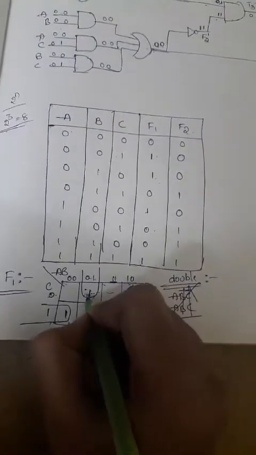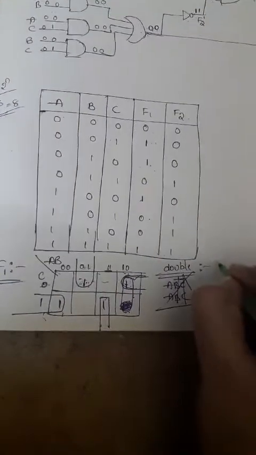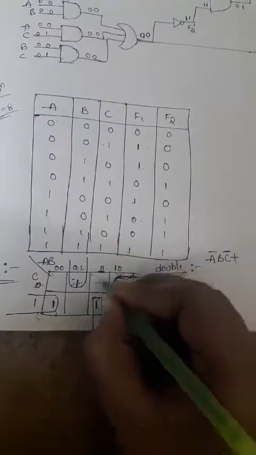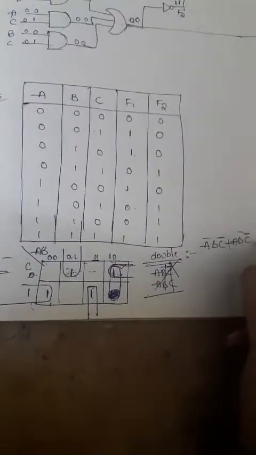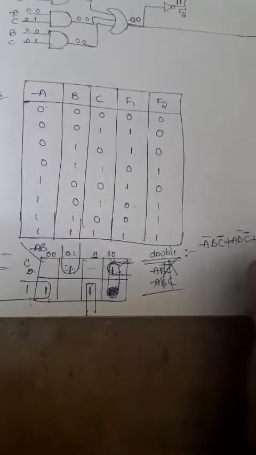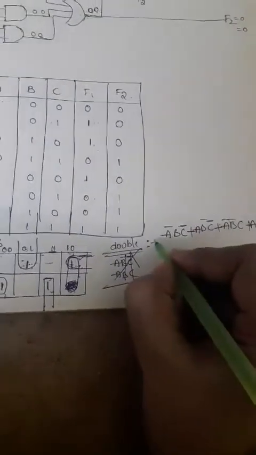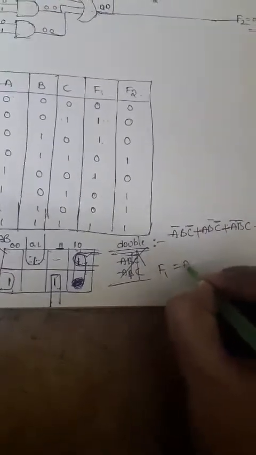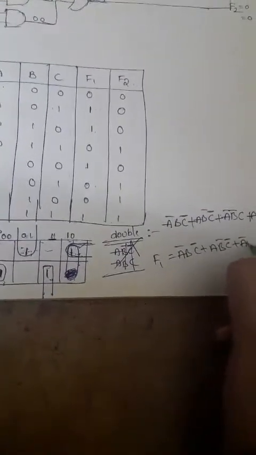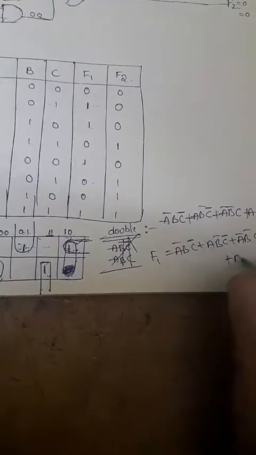Okay, so what is the prime implicant result for each single cell? This is 0 1 0, which is nothing but A complement B C complement, plus this 1 0 0, A B complement C complement, plus this 0 0 1, A complement B complement C, plus this all ones, A B C. So this is the F1 function: A complement B C complement plus A B complement C complement plus A complement B complement C plus A B C.